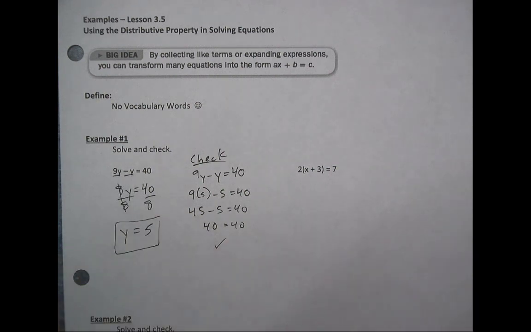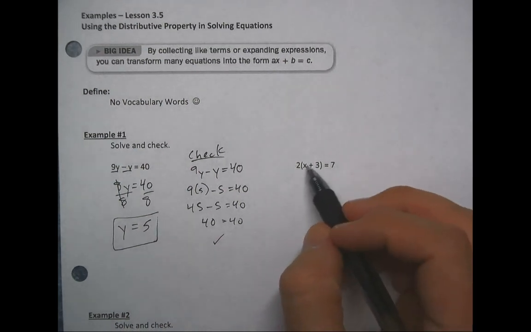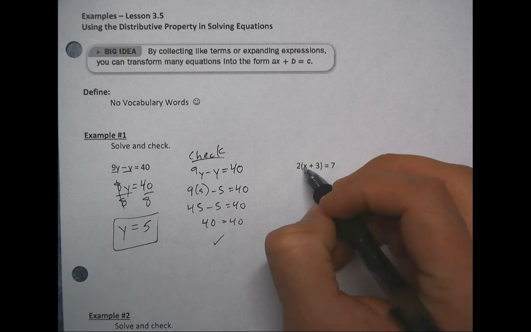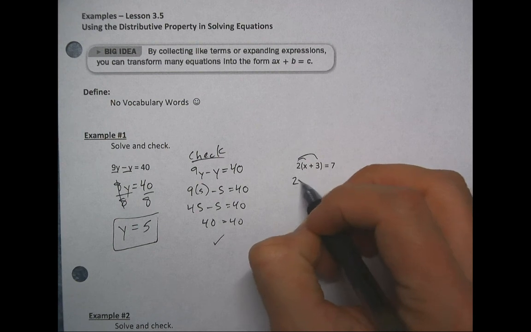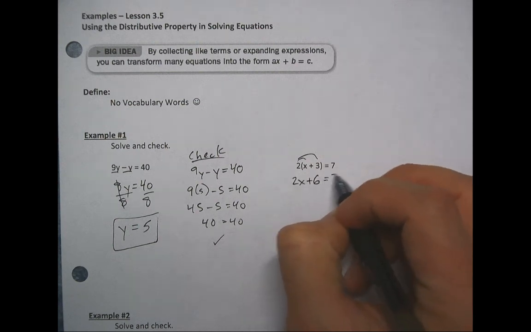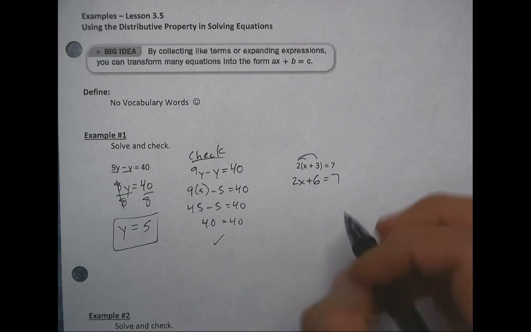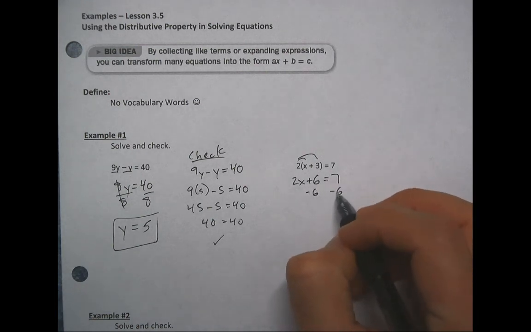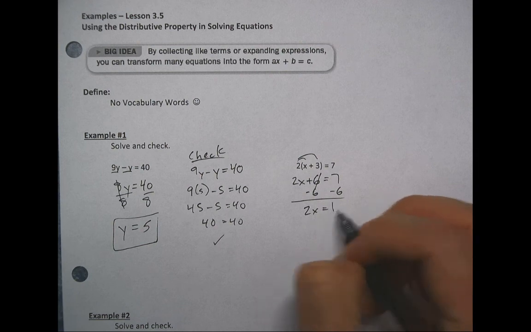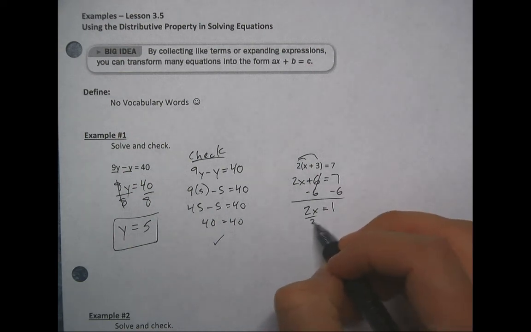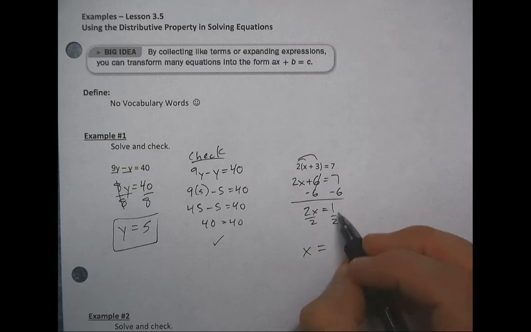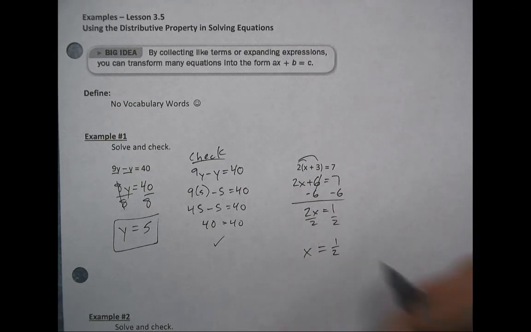So moving on now to the second example. And this one we can't combine like terms right now, but what we can do is expand the expression using the distributive property. So we're going to multiply. We're going to get 2x plus 6 equals 7. We're going to minus 6 on both sides. And you may start looking at this and think, well, I think I made a mistake because this isn't going to divide nicely, but that's okay. Not everything always does. Divide by 2. So x equals 1 divided by 2, which is 1/2, which we could write as 0.5.